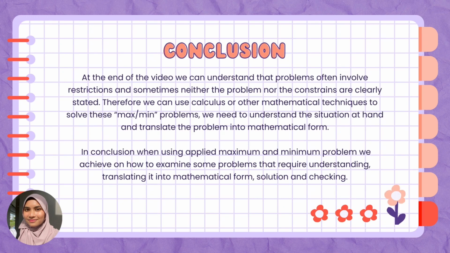Okay, so the conclusion is that at the end of the video, we can understand that problems often involve restrictions, and sometimes neither the problem nor the constraints are clearly stated. Therefore, we can use calculus or other mathematical techniques to solve these maximum and minimum problems. We need to understand the situation at hand and translate the problem into mathematical form. In conclusion, when using applied maximum and minimum problems, we learn how to examine problems that require understanding, translating into mathematical form, solution, and checking.